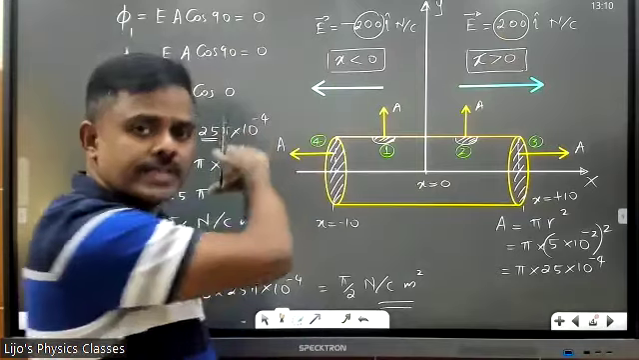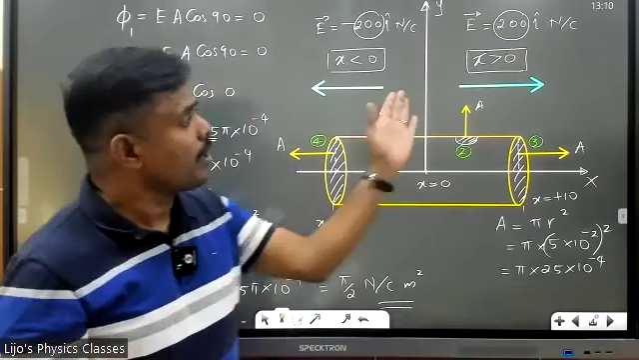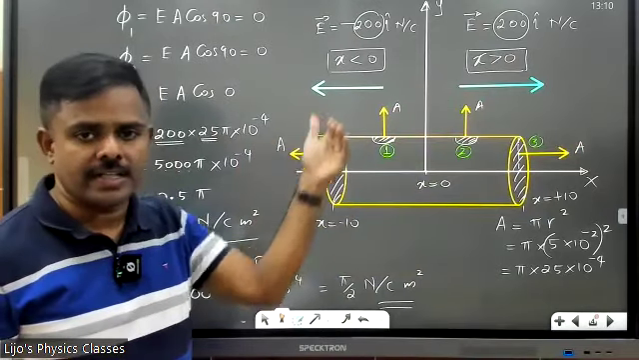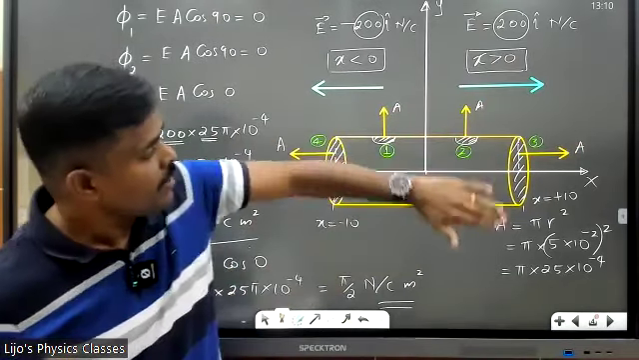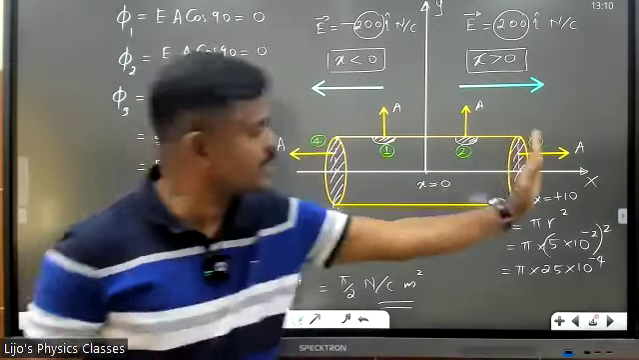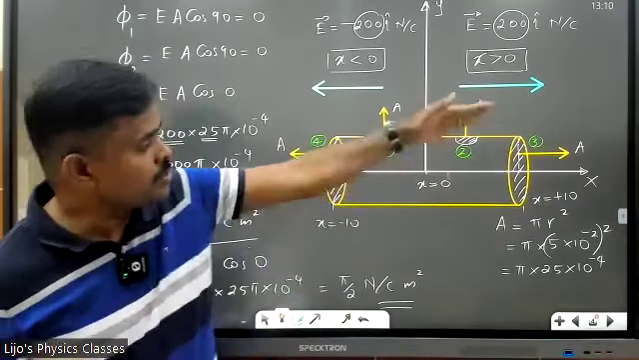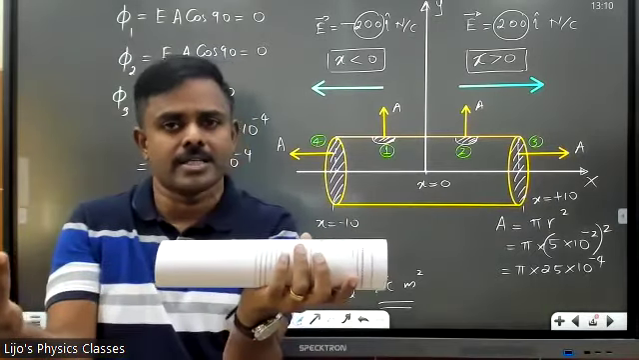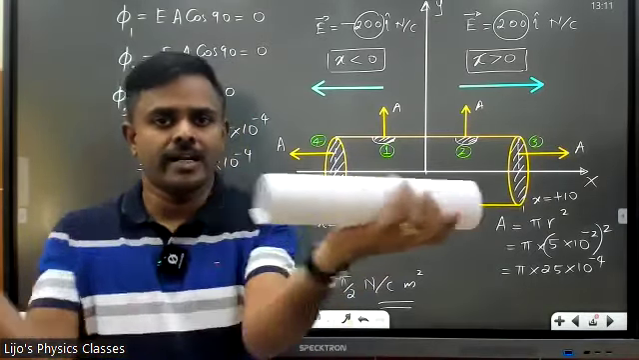Got it? So just know one thing, electric field on the right side is 200. Even electric field on the left side is 200. Only thing is that on the right side, it is to the right. On the left side, it is to the left. That is what they give in the question. Then you are having one surface here, second surface here, third surface here, fourth surface here. These 2 surfaces, flux will be 0. Curved surface flux will be 0.